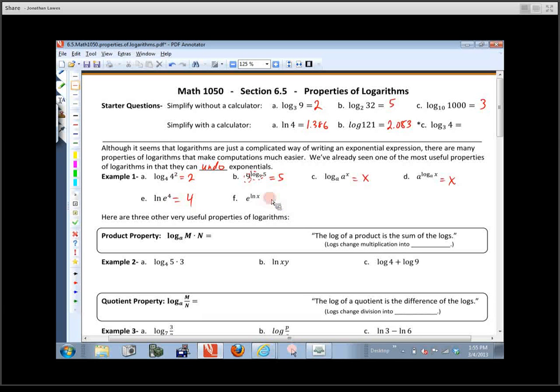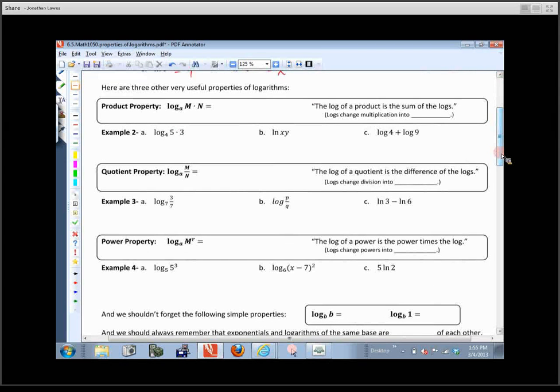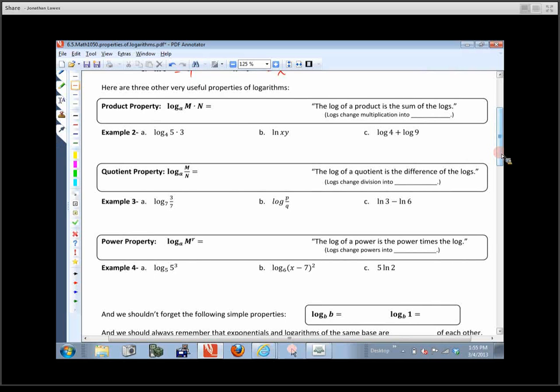And this one? Just x, okay? Now, those are some nice properties of logarithms that we're already familiar with, that they're inverses of exponentials. But here are 3 properties. Take a good look at those. Has anybody in here seen those before? A couple of you? Okay.